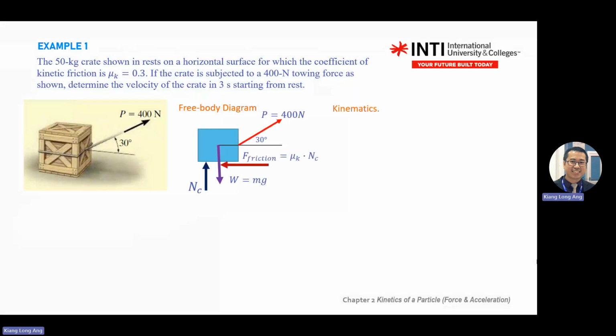Then N, once you have an N, you always have a friction. All these equations won't be given. We assume you already know the equation for friction. Friction equals mu N. It is the kinetic friction coefficient multiplied by the normal force of that object.